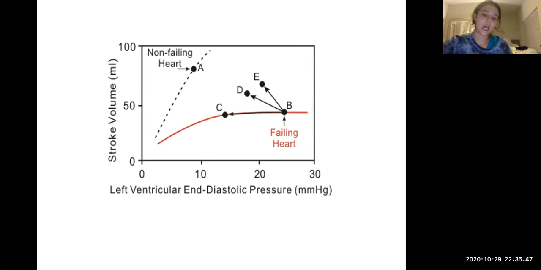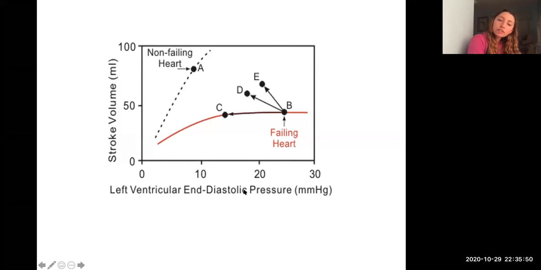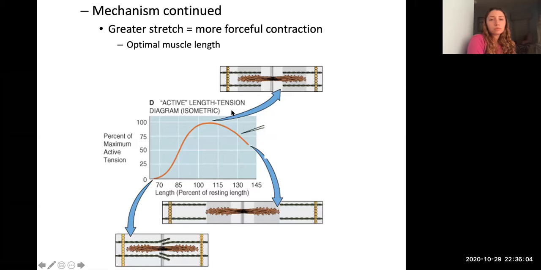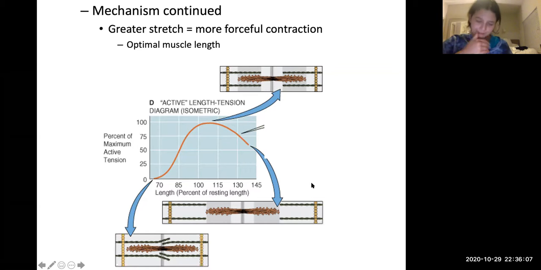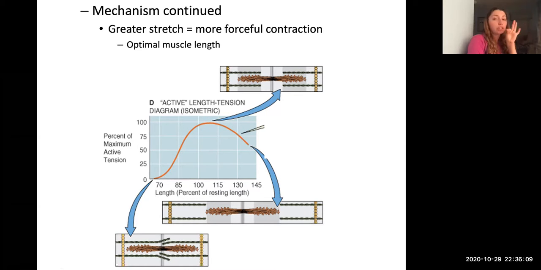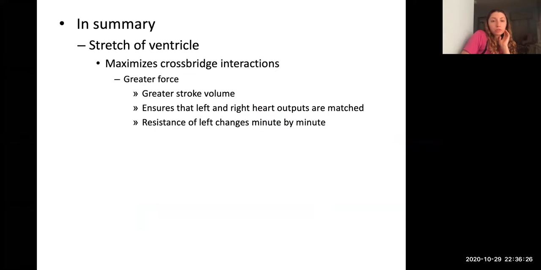Okay. Got it. So in a failing heart, it's really wonky and messed up, and this doesn't apply. Frank-Starling law only applies to healthy people. And so you can directly correlate stretch to contraction. The greater the stretch, the more forceful the contraction. If there's more blood, the greater the contraction. They're directly proportional.